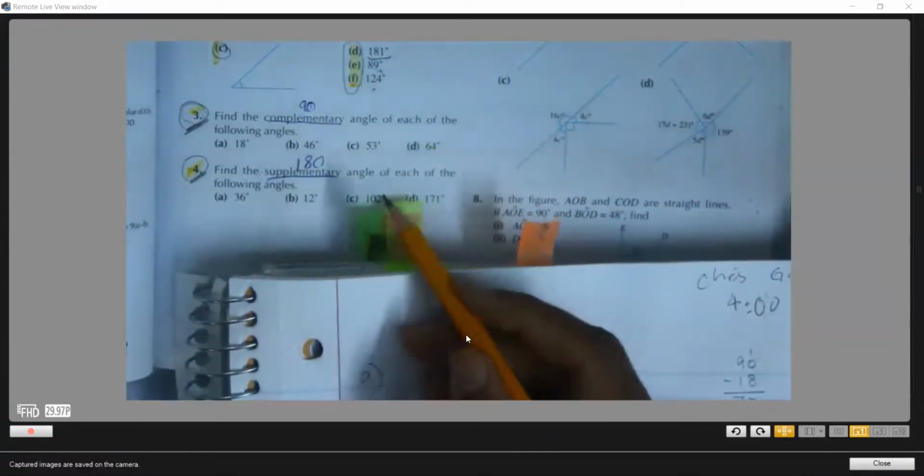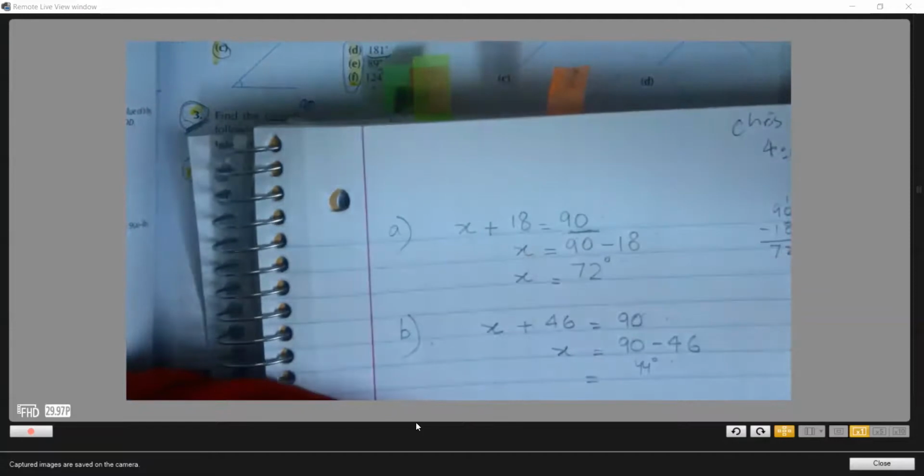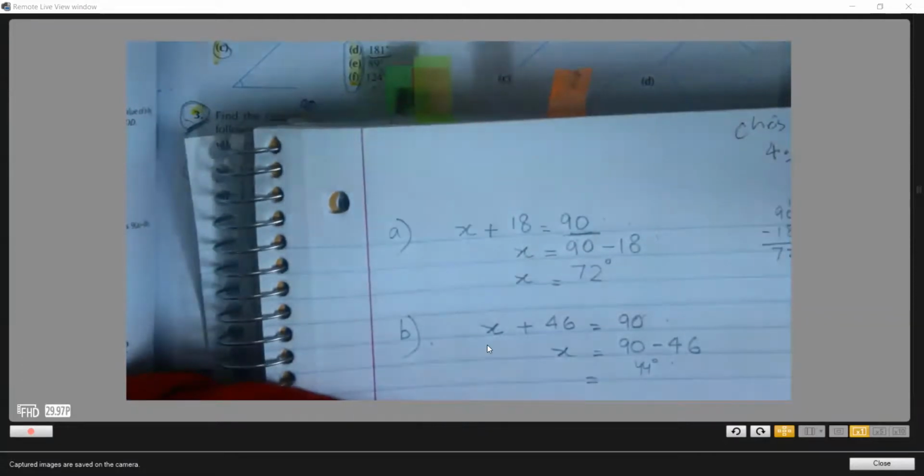Okay, let's do question number 4. Find the supplementary angle of each of the following angles. Same method, but now they should add up to 180, right? Okay, who can do?